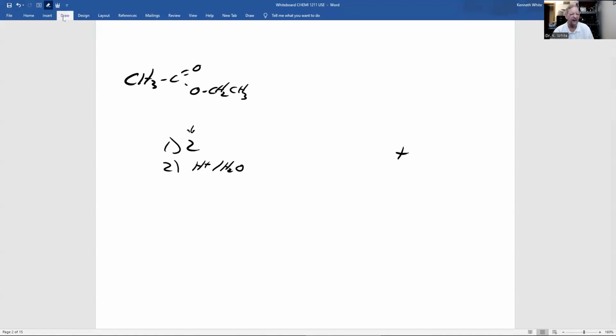Let's try this again. And why don't you try it now? Every once in a while, Dr. White has R on the brain. It's curable. Your turn. What would be the 2 products when you do this reaction?